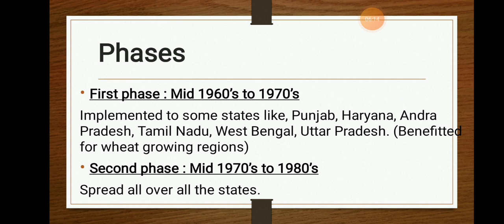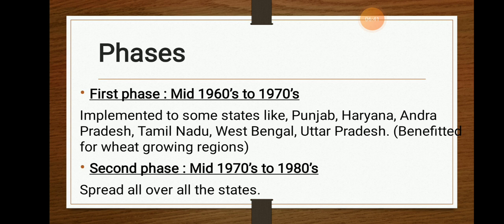So what happened, only for some states like Punjab, Haryana, Andhra Pradesh, Tamil Nadu, West Bengal, Uttar Pradesh, only for these kind of places the green revolution was implemented. And that is ranging from mid 1960s to 1970s. Only for these places, that is called the first phase. Why? Because only for some places the green revolution was implemented.